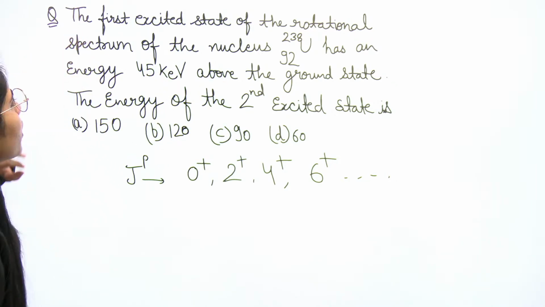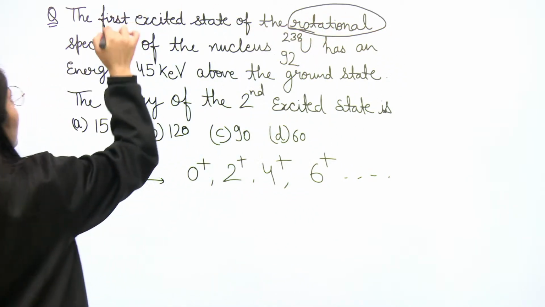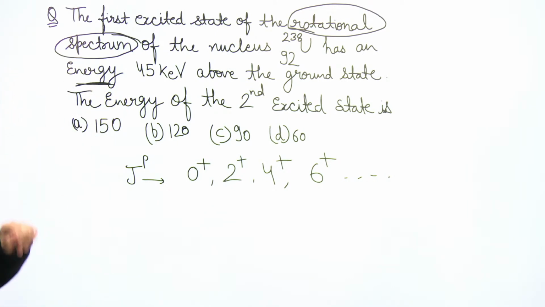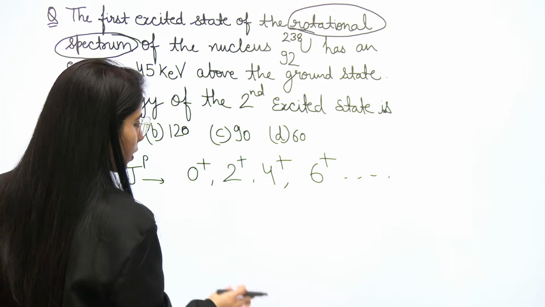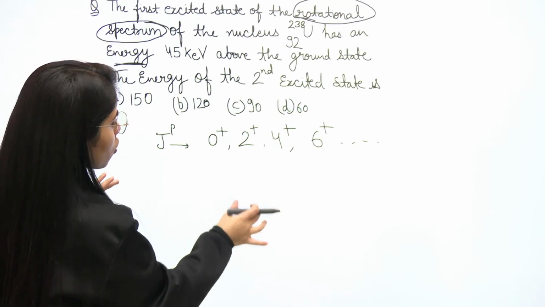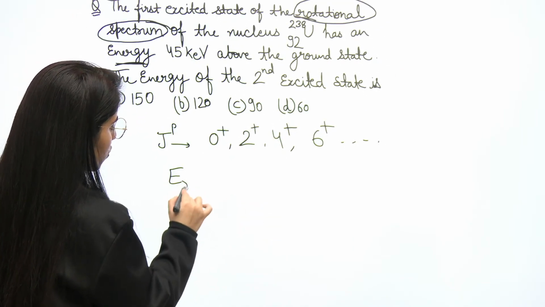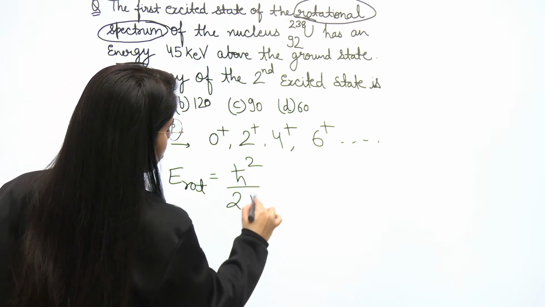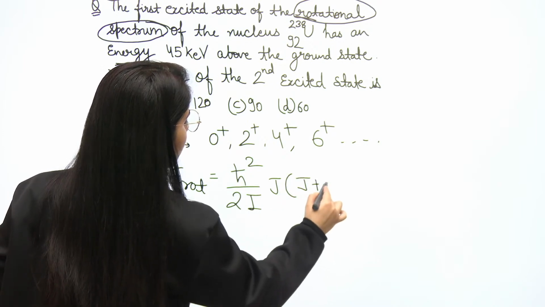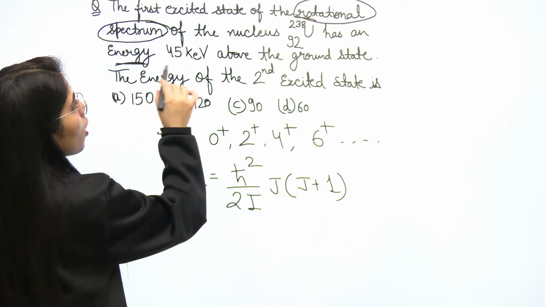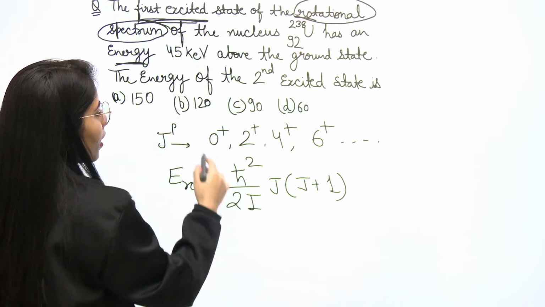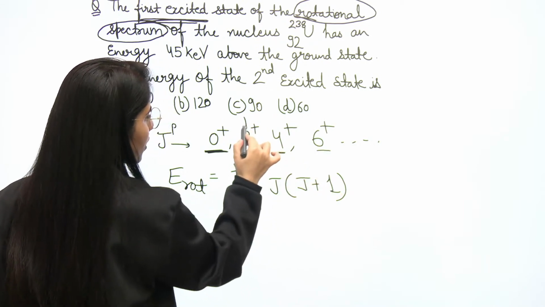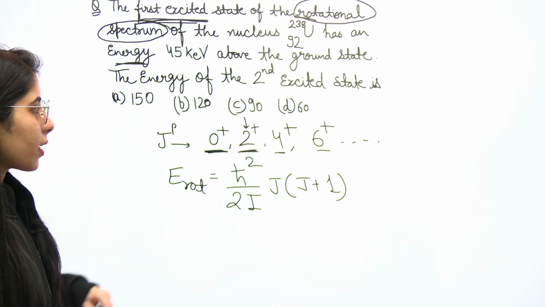The point is they have given us the rotational spectrum of the nucleus and its corresponding energy, which means the rotational energy is given to us. Now what is this rotational energy? E rotational is equal to h cut square upon 2I, J into J plus 1. They have mentioned that the energy is given for the first excited state. If the ground is 0 positive, then 2 positive, then 4, then 6, this is the first excited state. That means the value of J is 2 here.